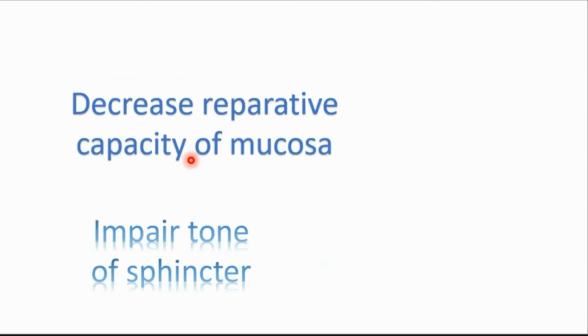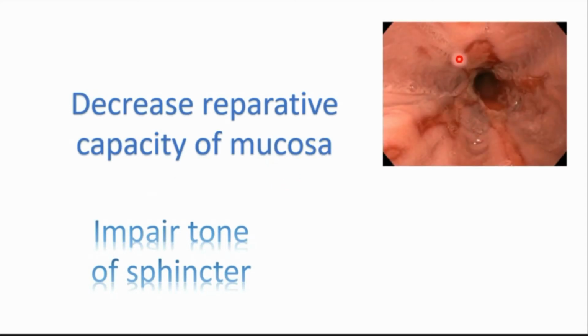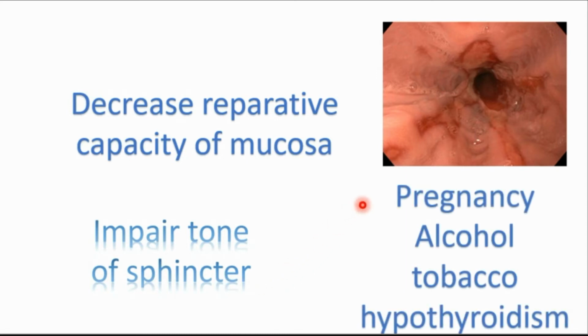Then there is decreased reparative capacity of the mucosa. As you can see, in this mucosa there are many erosions. And then there is impaired tone of the sphincter, which happens due to causes like pregnancy, alcohol, tobacco, hypothyroidism. So the mnemonic is PATH, so it will be easy to remember.